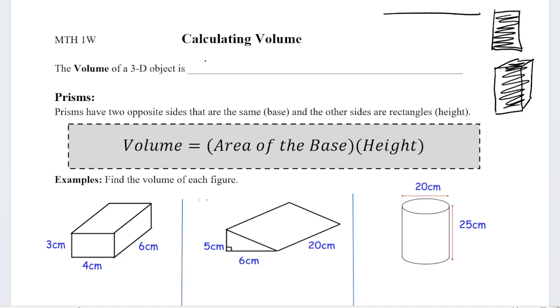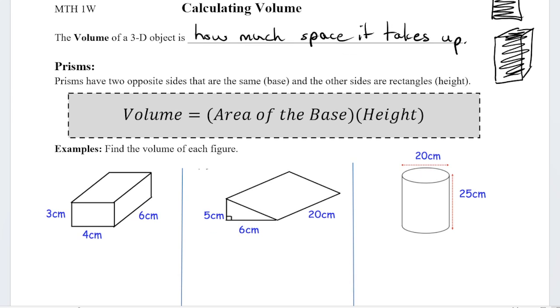So volume is essentially how much space it takes up. That's essentially the idea of volume. Historically, when we started thinking about volume, we were actually thinking about displacement, right? You could put things in water and it would move that much water, that kind of idea. It pushes the water out of the way, it takes up space.